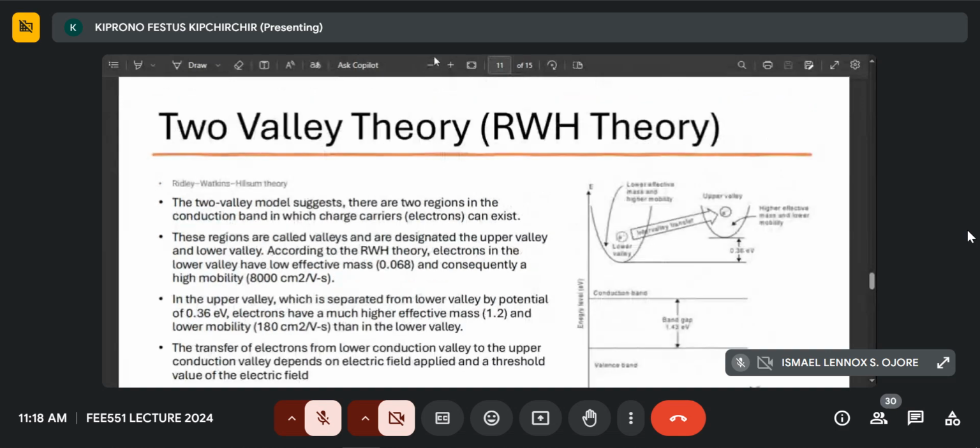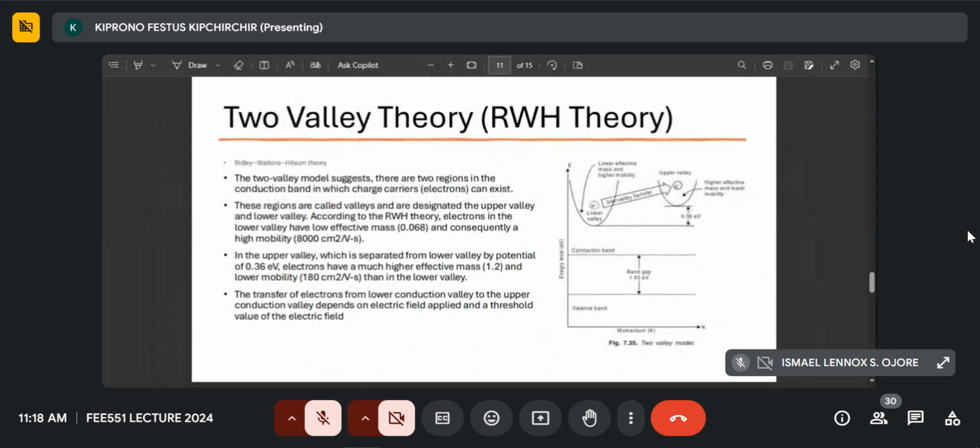So this theory suggests that in the conduction band there are two regions where carriers, in this case electrons, exist based on their effective masses. In the first valley, the lower valley, the electrons have lower effective mass, and with lower effective mass we always have high mobility. If we had two electrons, one with a mass of 3 and the other with a mass of 8, the one with a mass of 3 has a higher mobility than the one with higher mass.